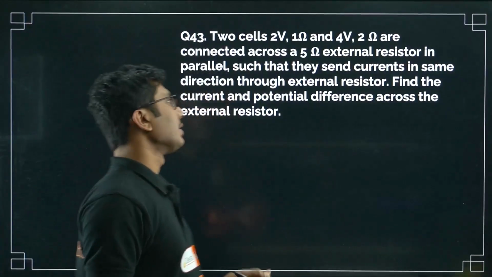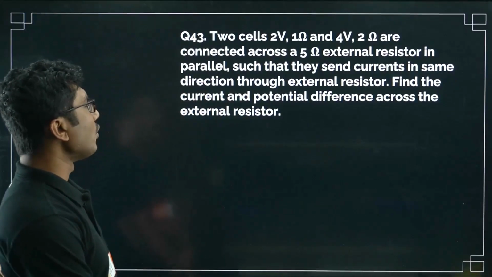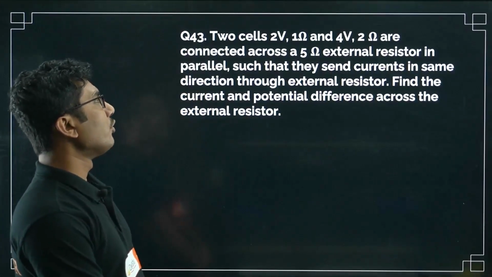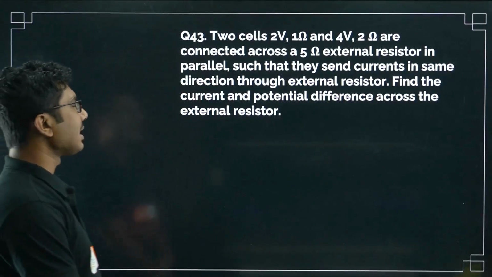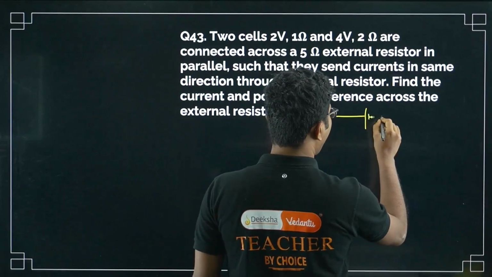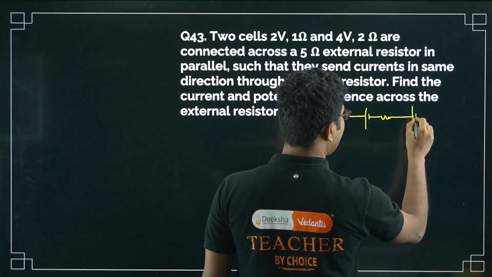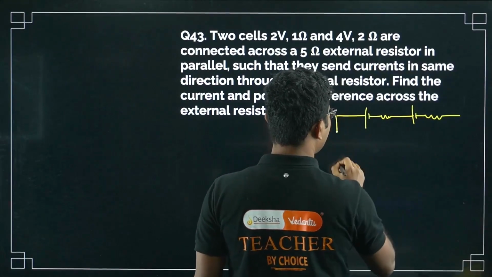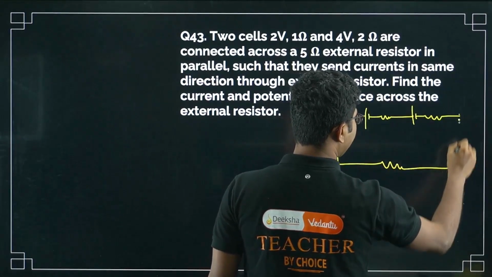Now next question, let me know if you have solved this numerical or not and what was your answer. Now 2 cells, 2 volt 1 ohm and 4 volt 2 ohm, are connected across a 5 ohm external resistor. So quickly draw the diagram, even though in this case the diagram is not super important, but it will help you to understand.